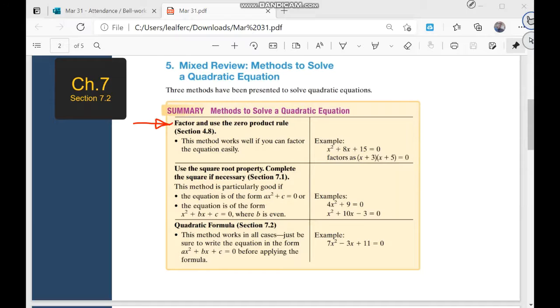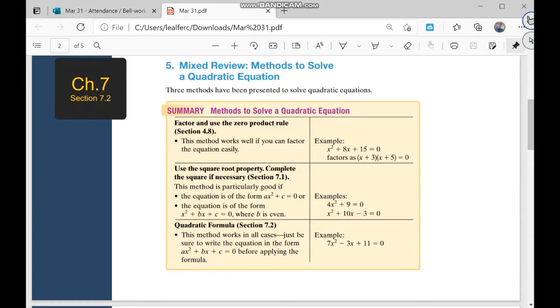Sometimes it's easier to use method number 1, to factor and use the zero product rule. Sometimes it's better to use method number 2, the square root property. But all the time you can use the quadratic formula, in any situation. The point is, no matter which method you use, you're always going to find the same solution at the end, okay?